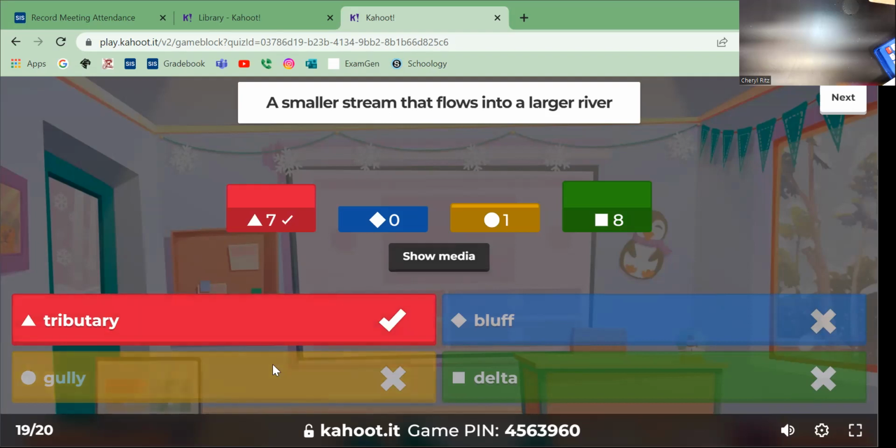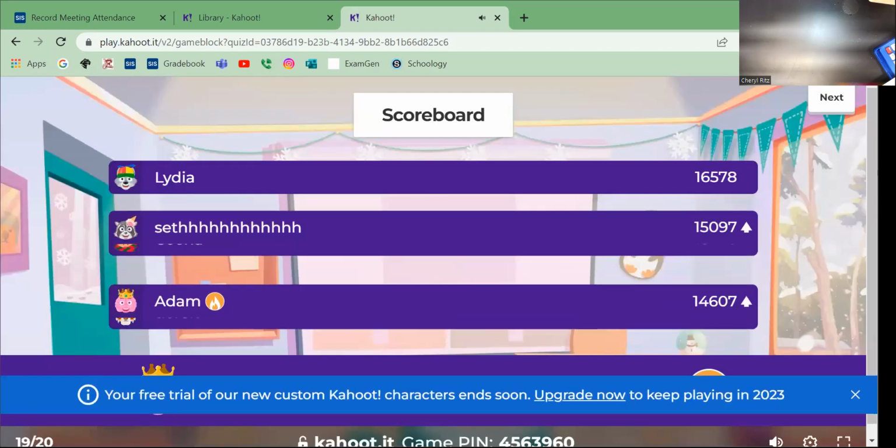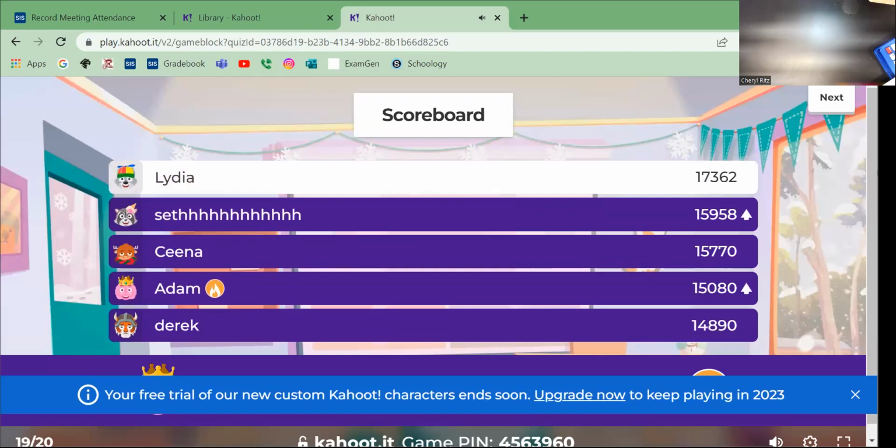But a delta, where does a delta form? By the way, this is on the test on Monday. Where a river opens up to the marketplace. A delta is a triangle shape at the base of a river. It is where a river empties into a lake, not a stream that flows into a larger river. That's a tributary. And a gully, no. What's a gully? A gully would be like a valley or a really large ditch.